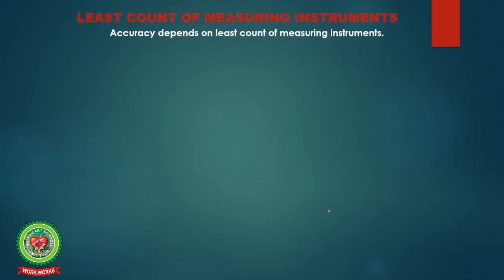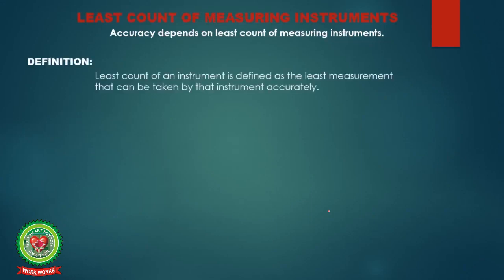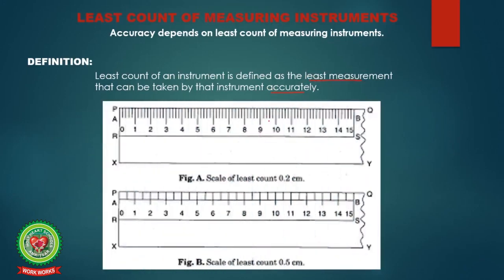Accuracy depends on the least count of the measuring instrument. So what is this least count? The least count of an instrument is the least measurement that can be taken by that instrument accurately. What is the minimum measurement which you can take by that instrument accurately? Here we'll explain with an example.